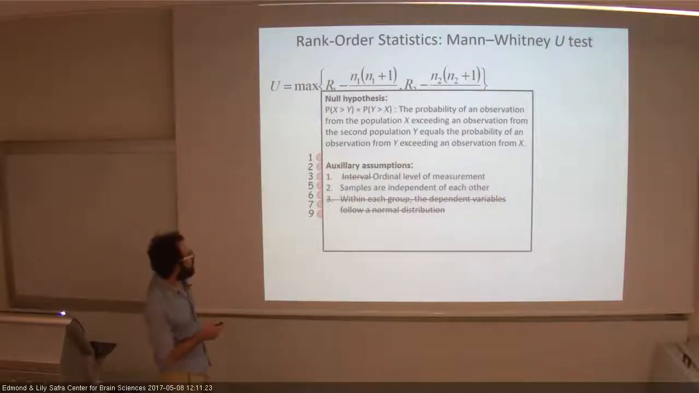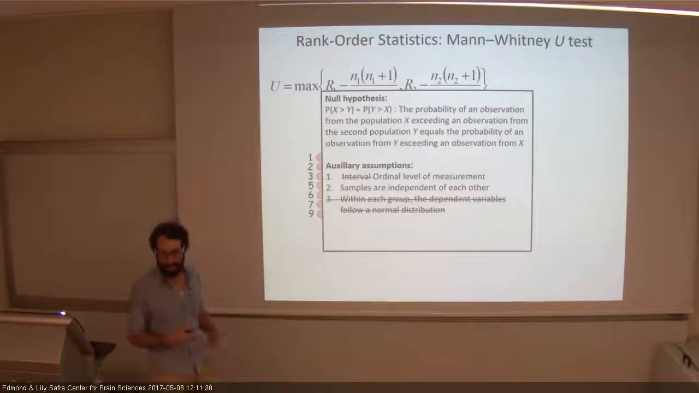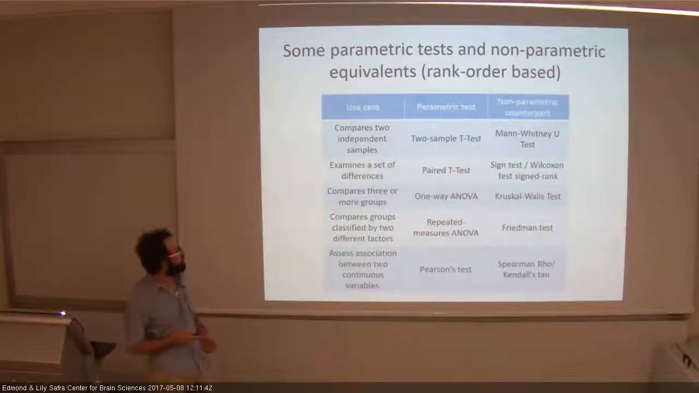I forgot to mention, the auxiliary assumptions have to hold. If they don't hold, the statistical test is invalid. We can't learn anything. The only thing that we test whether it holds or not is the null hypothesis. Okay, so they have a different status.